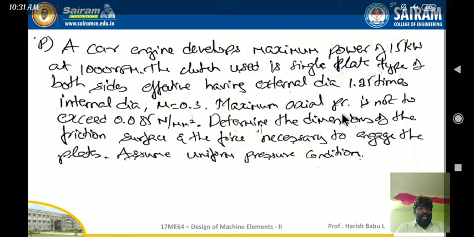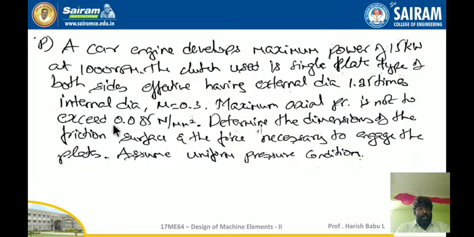The maximum axial pressure is not to exceed 0.085 Newton per mm square. Determine the dimensions of the friction surface and the force necessary to engage the plates. Assume uniform pressure condition.